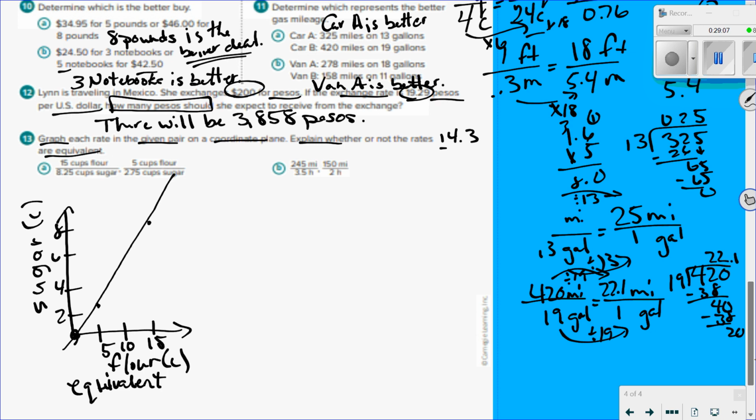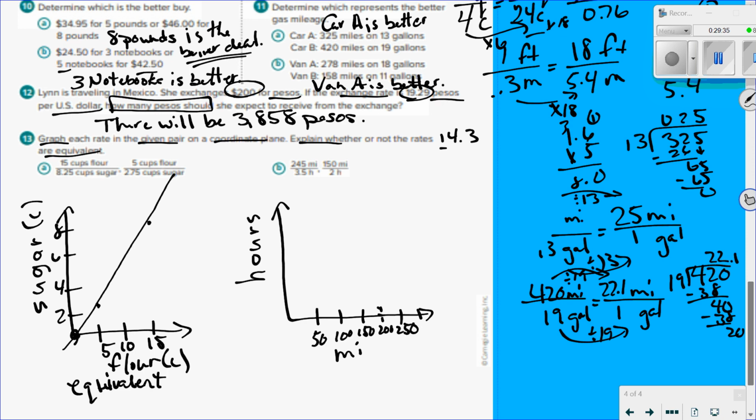Second one, I'm going to do the exact same thing. The graph will already be there for you. All you're going to need to do is basically plot the points. So this one's going kind of by 50s, I would go by. I need a couple extra. 50, 100, 150, 200, 250. And then hours, it looks like we're going by 1. So 245 miles, 3.5 hours, should be somewhere around here. 150 miles, 2 hours. You can see that one is not going through the origin.